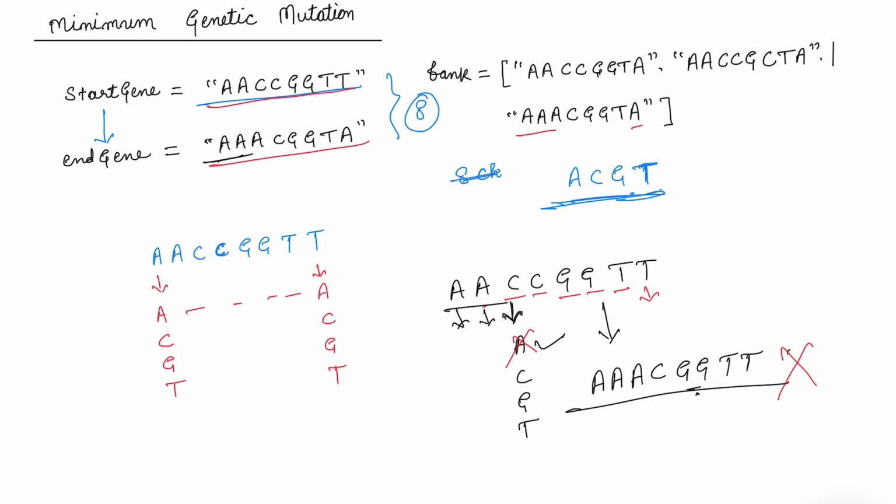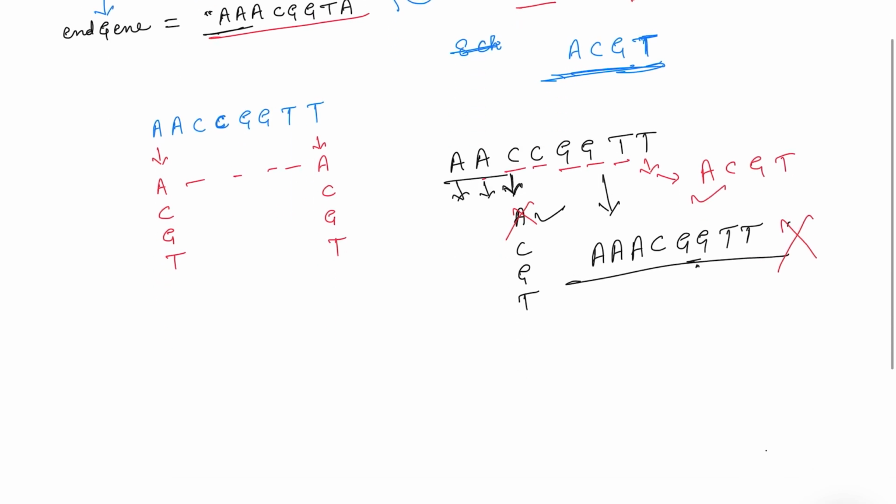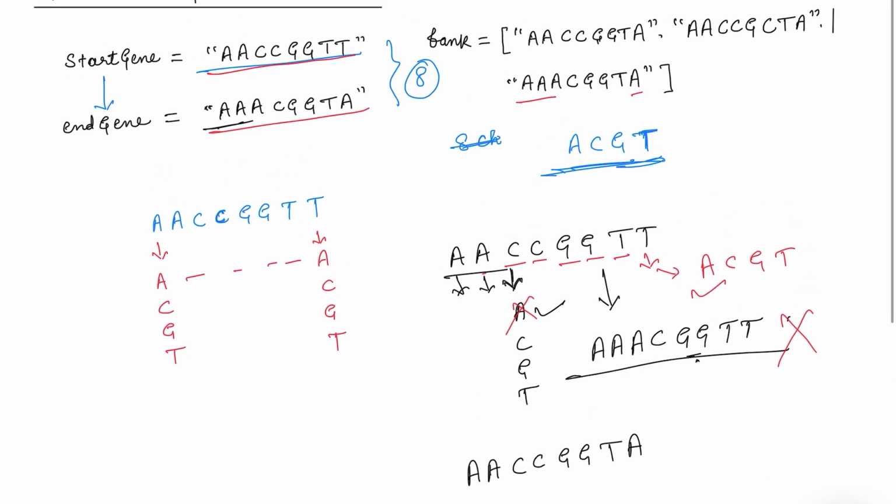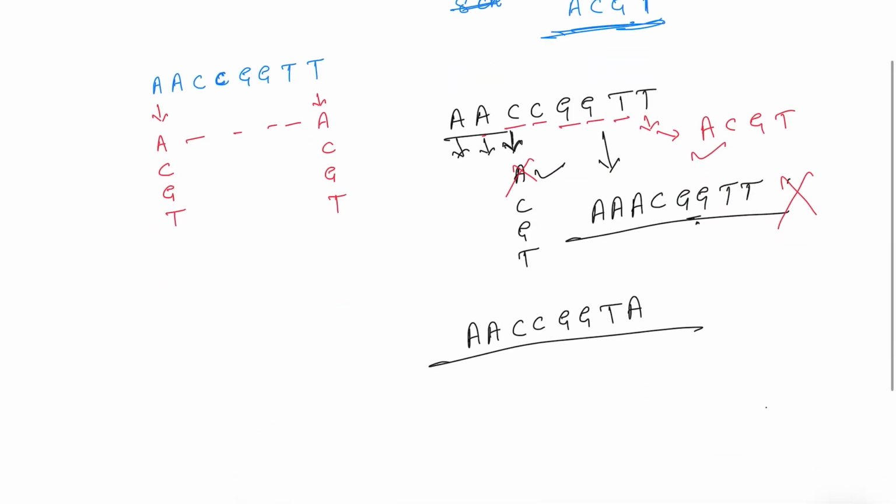Here, if T, I mutate this one with A, C, G and T. At first, check with A. So after A, what will happen? If we change this T to A, then it will become double A, double C, double G, T, A. So this is the mutated gene. Now we can check inside the bank: double A, double C, double G, T, A. Is it available there? Double A, double C, double G, T, A. So this one is available there.